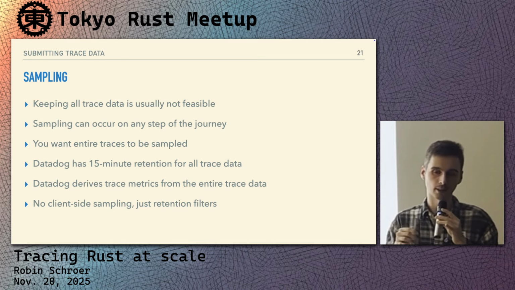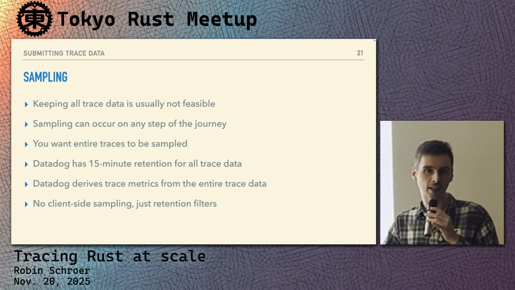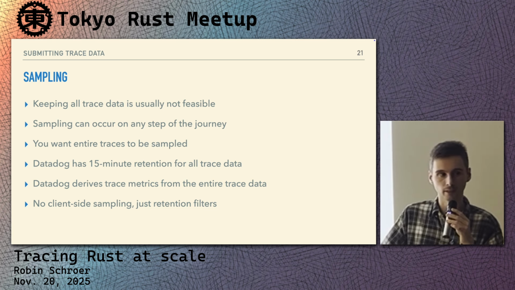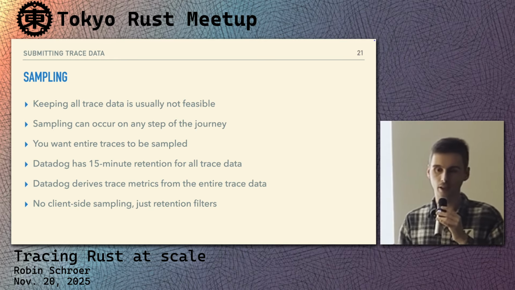So if you're doing client-side sampling, for example, you want to avoid service A keeping the spans for a trace, and then service B discarding the spans for the trace, and you have half a trace. That's not good. So there's some negotiation required to make that work.